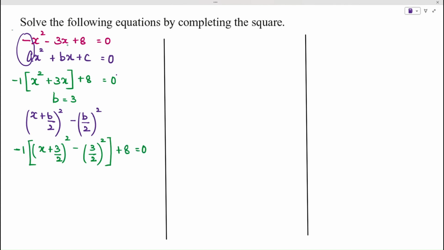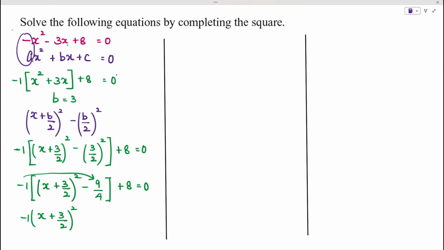Now we're going to square our fraction. So we have minus 1, square brackets, x plus 3 over 2 the whole squared minus 9 over 4. Close our square brackets. We have plus 8 is equal to 0. Now what we can do is multiply our minus 1 into our square brackets. For that we get minus 1 times x plus 3 over 2 the whole squared plus 9 over 4 plus 8 is equal to 0.